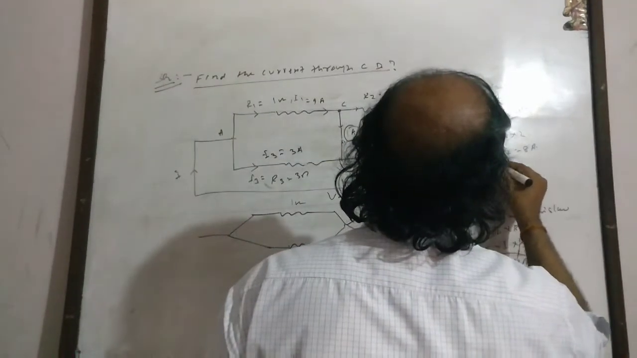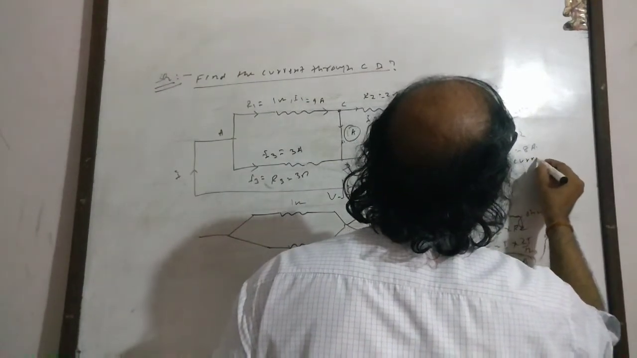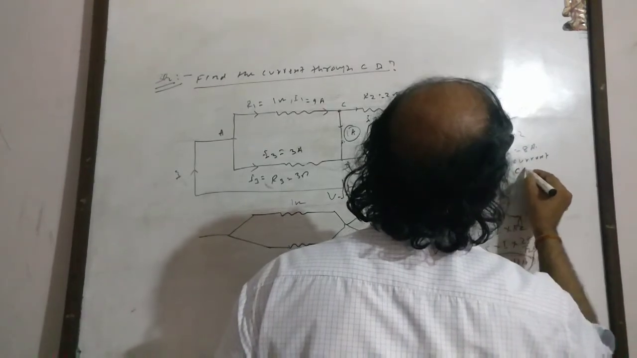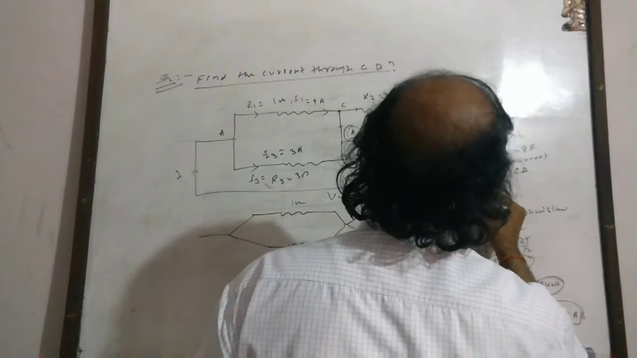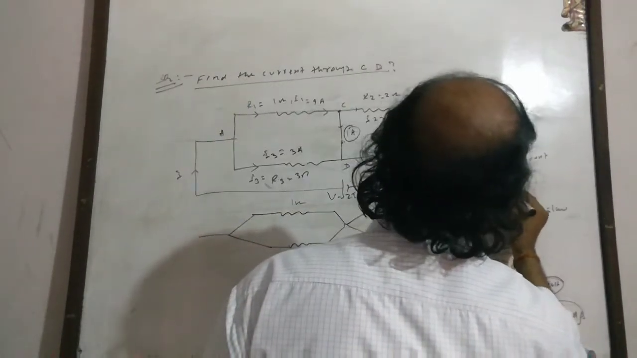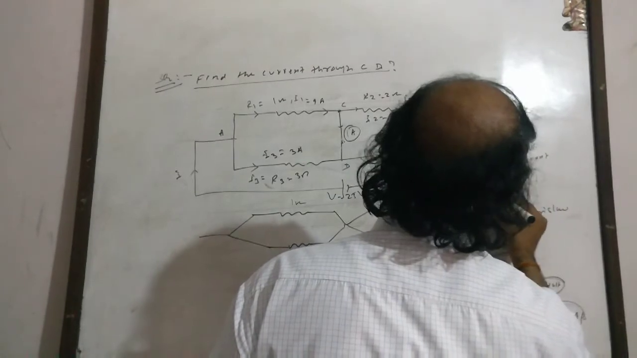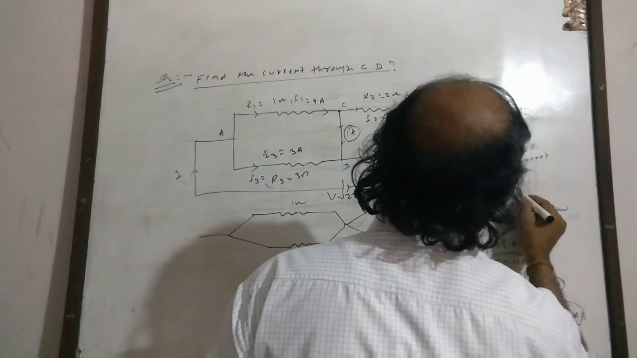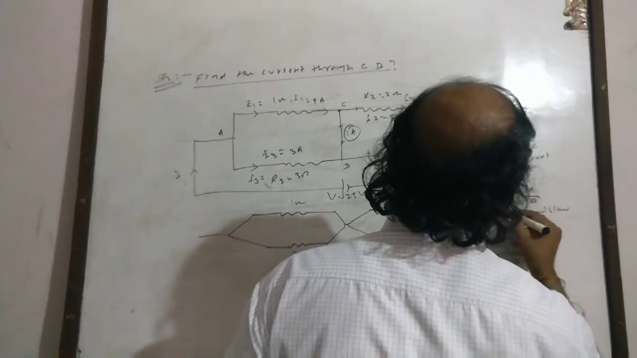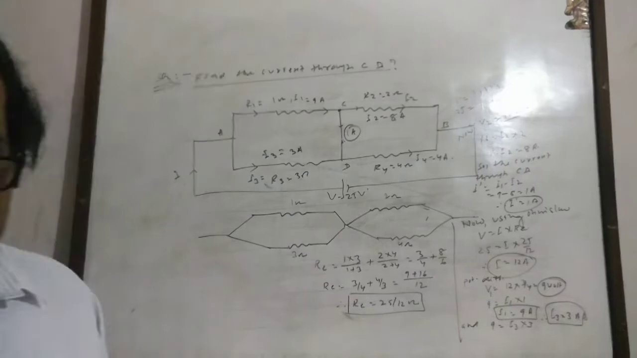So the current through CD, I dash, equals I1 minus I2, equals 9 minus 8, equals 1 ampere. So this is your third question.